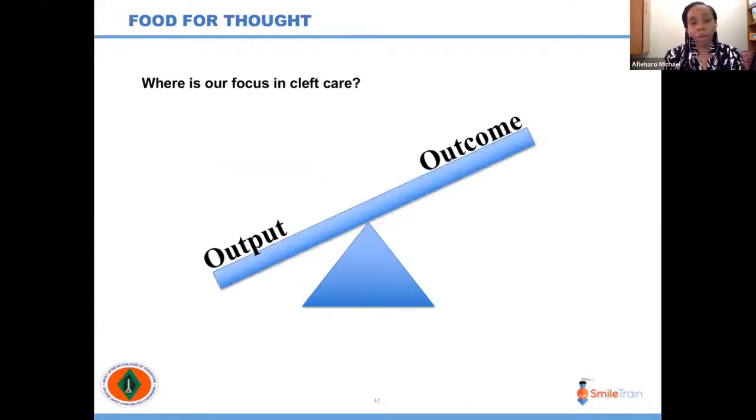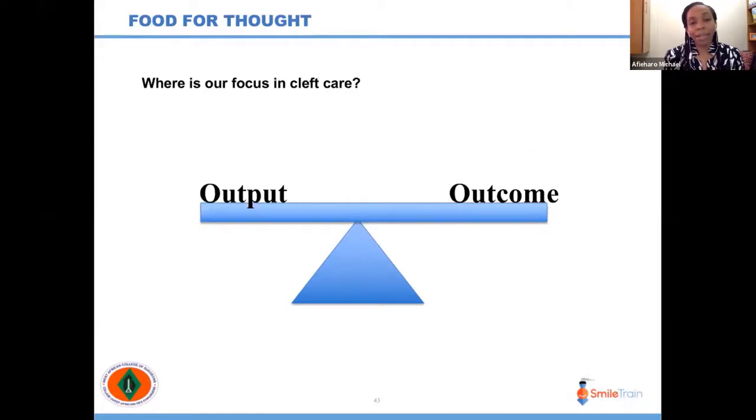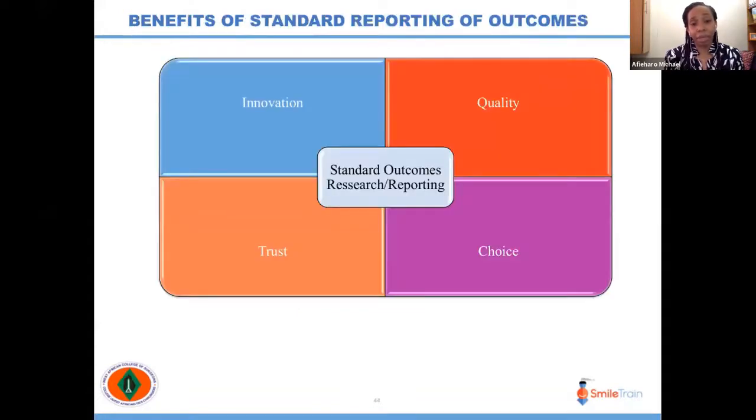Or are we looking more at our outputs than the outcomes? Or are we able to achieve a balance between our output, the number of cases we're doing, and the impact we're making on the lives of these patients and their families?